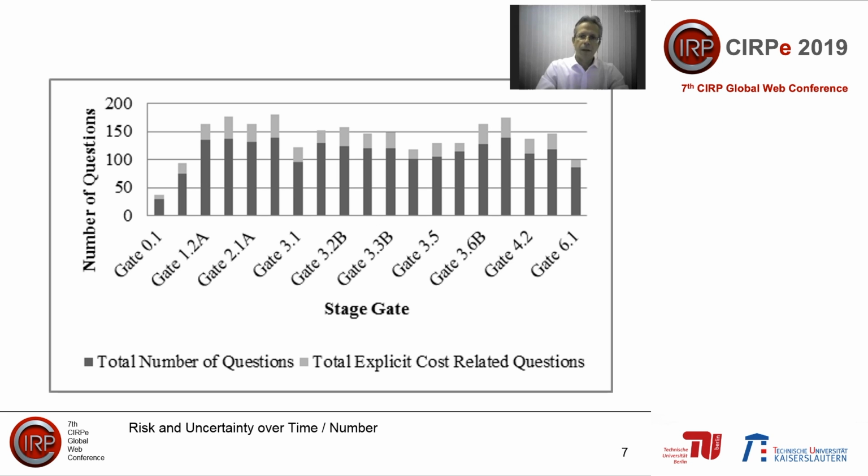In practice, uncertainty is derived from risks at various points during a project. In industry, a common structure for a project revolves around a stage gate process that is shown left to right in the image. At gate 0.1, a concept is explored, and at gate 6.1, the project is closed. The image then shows how many risk-related questions are examined at each stage gate, whereby the amount of cost-related questions is shown at a lighter shade of gray.